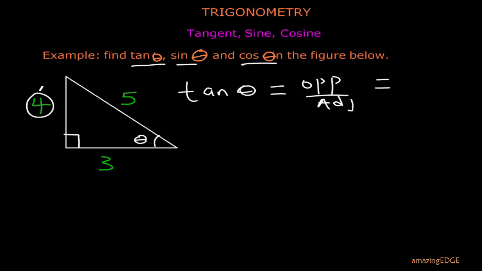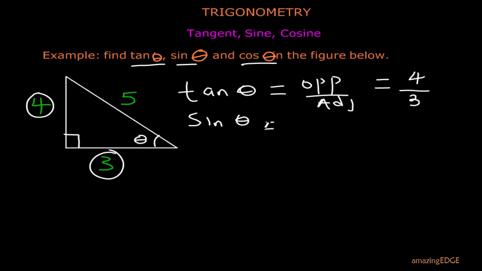So we have 4 over the adjacent. Remember the adjacent? The adjacent is here. So the adjacent is 3. So we can now say that tan theta is equal to 4 over 3. The next thing is to look at sine theta.